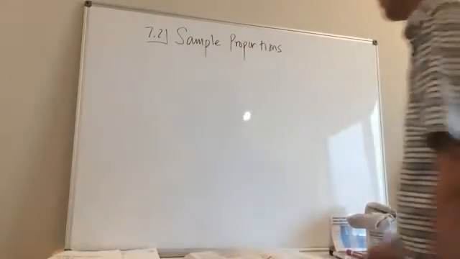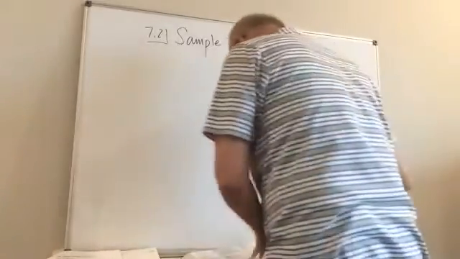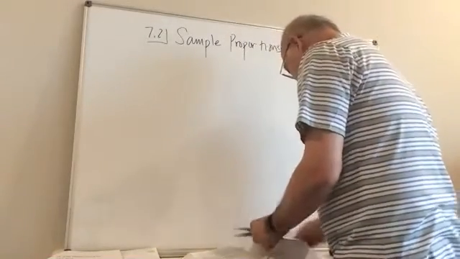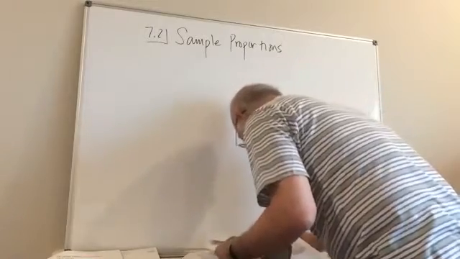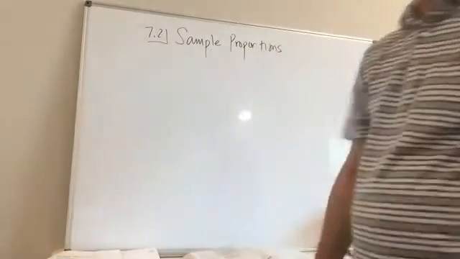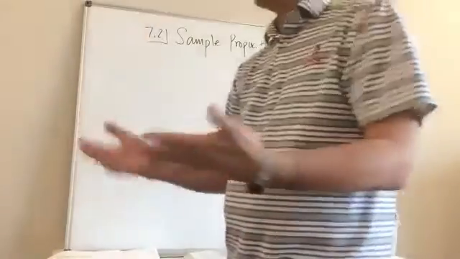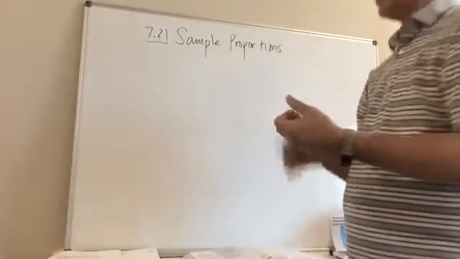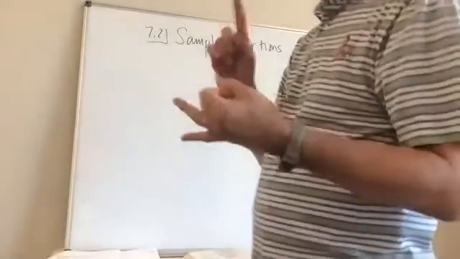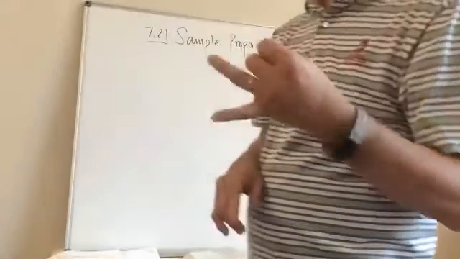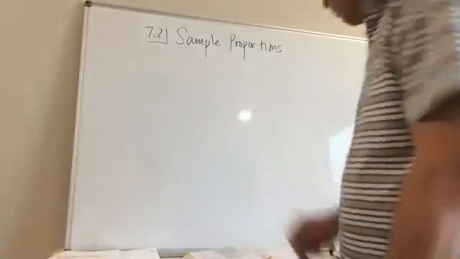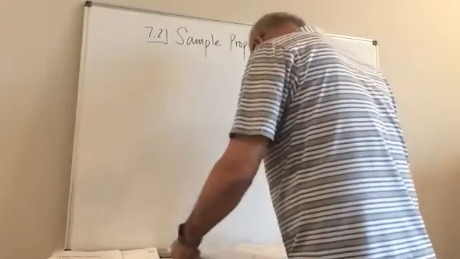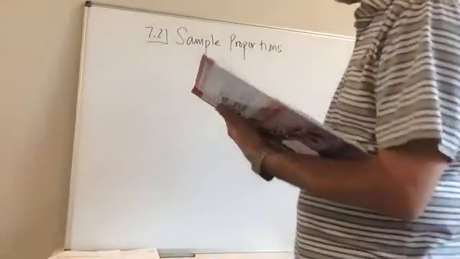So let's go ahead and start. We're going to do 7.2, which is sample proportions, and then 7.3 is going to be sample mean. Okay, so it makes sense, right? You do a sample, you can do different ones. You can either do a sample on a categorical variable or a quantitative variable. So it's either going to be a proportion or a mean, right? So we're going to do proportion first, okay? So sample proportion. So let's go ahead and go to page 459.